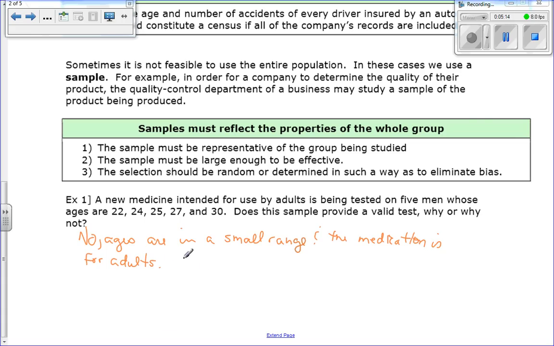The other problem with this is only testing men. Okay? And it's too small a group. This sample does not represent the entire population that we have here of adults. These are all young men, and there's only 5 of them that are being tested. So this is not a valid sample to go by.